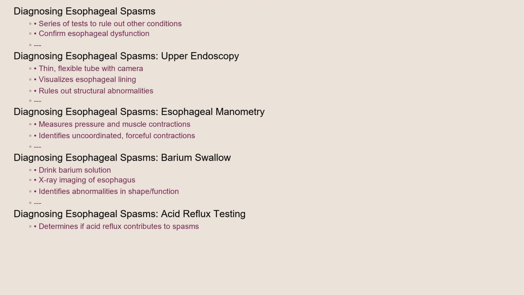Diagnosing esophageal spasms involves a series of tests to rule out other conditions and confirm the esophageal dysfunction. A common initial step is an upper endoscopy, where a thin, flexible tube with a camera is inserted into the esophagus to visualize the lining and rule out structural abnormalities. Esophageal manometry is a crucial test. This measures the pressure and pattern of muscle contractions in the esophagus during swallowing. It can help identify the characteristic uncoordinated and forceful contractions associated with esophageal spasms.